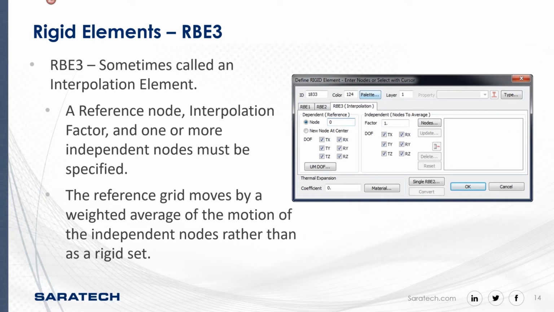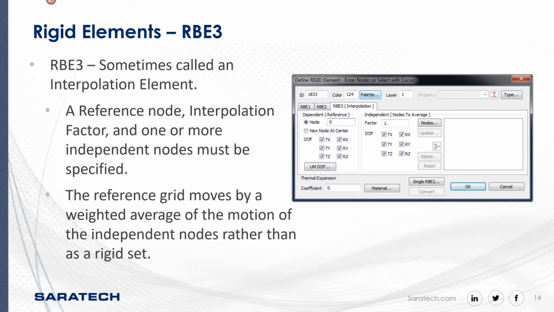The next element type is an RBE3 element. And you'll notice the dependent and independent nodes have switched sides of this equation now. Well, in this form, we'll say that. So now you have a single dependent node, and you can have 1 or more independent nodes with those 6 degrees of freedom allowed or unallowed. A reference node, interpolation factor, and 1 or more independent nodes must be specified.